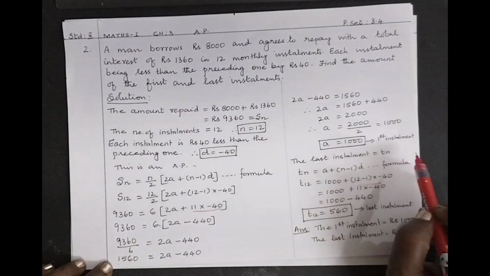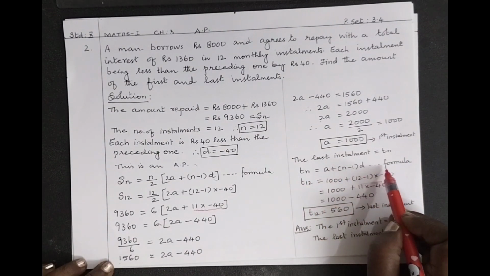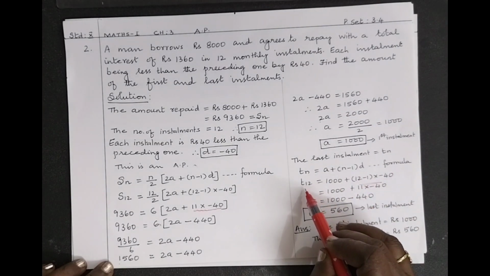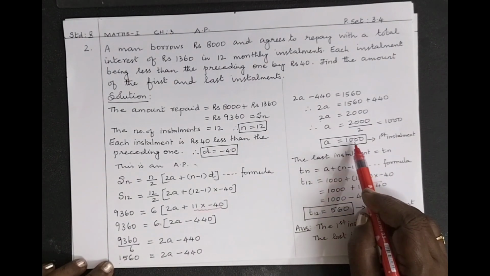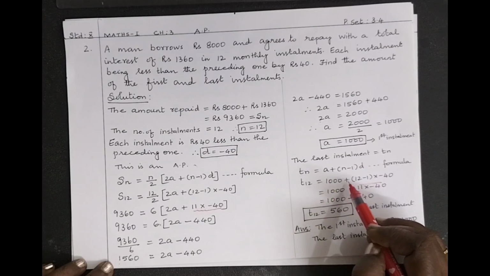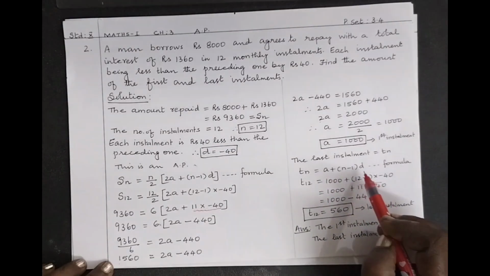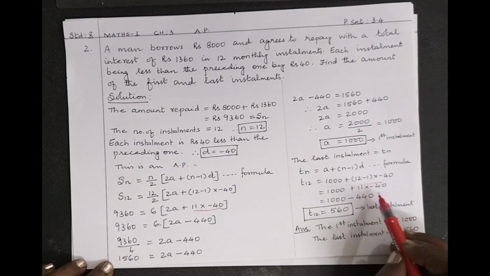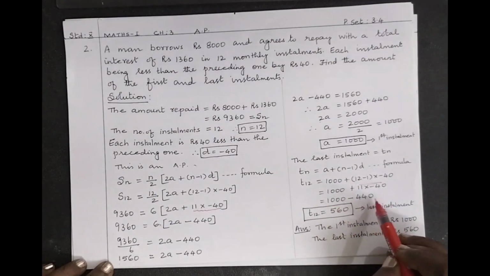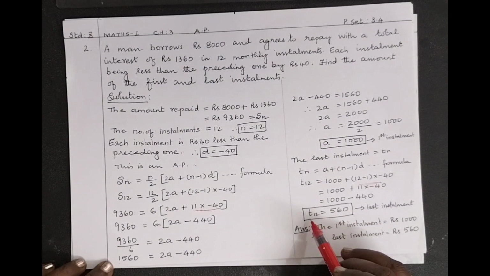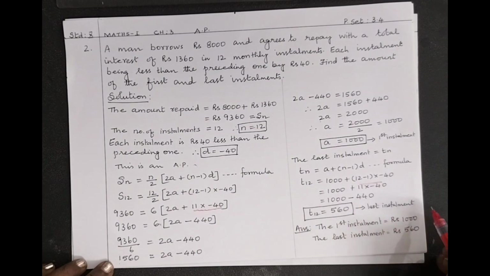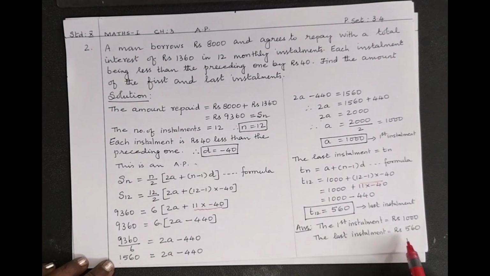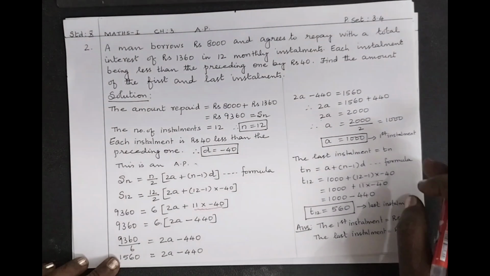The last installment is Tn. So write the Tn formula. Tn equals a plus n minus 1 into d. Substitute the values. Therefore T12 equals, now a is the first installment, 1000 plus 12 minus 1 into minus 40. So this is 11 into minus 40, that is minus 440. 1000 minus 440 is 560. So this is the last installment. Therefore the first installment is 1000 rupees. The last installment is rupees 560.